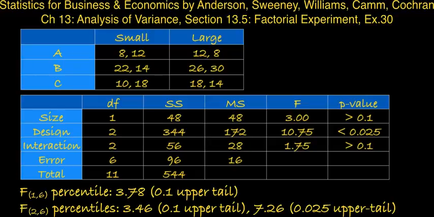So looking at those 3 p-values, there's only one that's significant at the 0.05 level, and that's the p-value for design. So for that variable, we reject the null in favor of the alternative. So there is evidence that the number of catalog requests depends on the advertisement design, but it doesn't appear to depend on the size of the advertisement or the interaction.